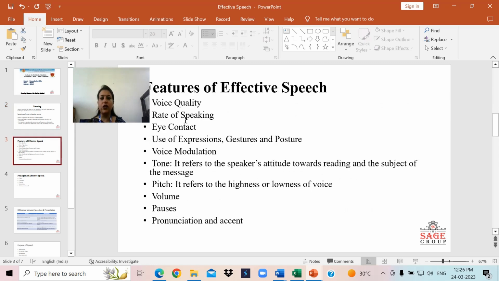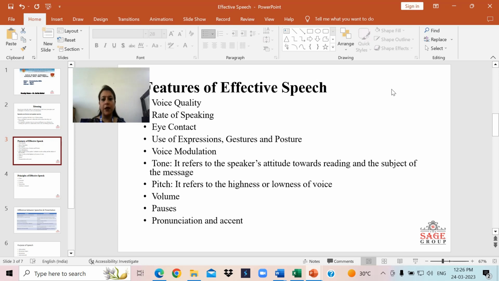Now, moving towards features of effective speech. You should know the various things you should keep in mind to become an effective speaker. The first and foremost thing while speaking is your voice. Your voice quality should be perfect. By voice quality, we mean that whatever you are speaking should be clear, your words should be clear, and proper pauses should be there. It should not be that whatever you are speaking is not going into the mind of the listener. So your voice should be clear in all senses.